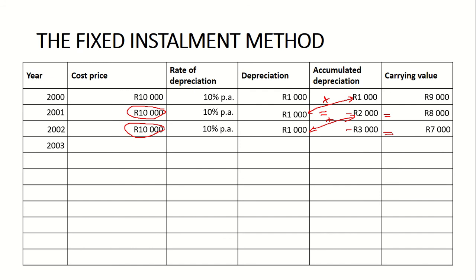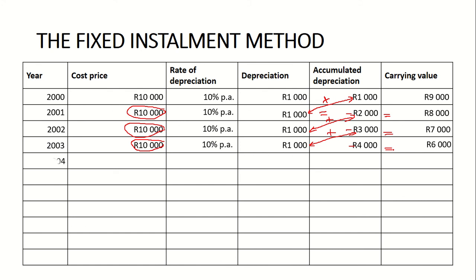For 2003, the cost price is still the same, which is 10,000 rand. My depreciation rate is still 10%. 10,000 rand multiplied by 10% will give you 1,000 rand. Accumulated depreciation will simply be 3,000 plus 1,000, and that will give you 4,000 rand. For me to get my carrying value, I will simply take 10,000 minus 4,000. It will give me 6,000 rand.